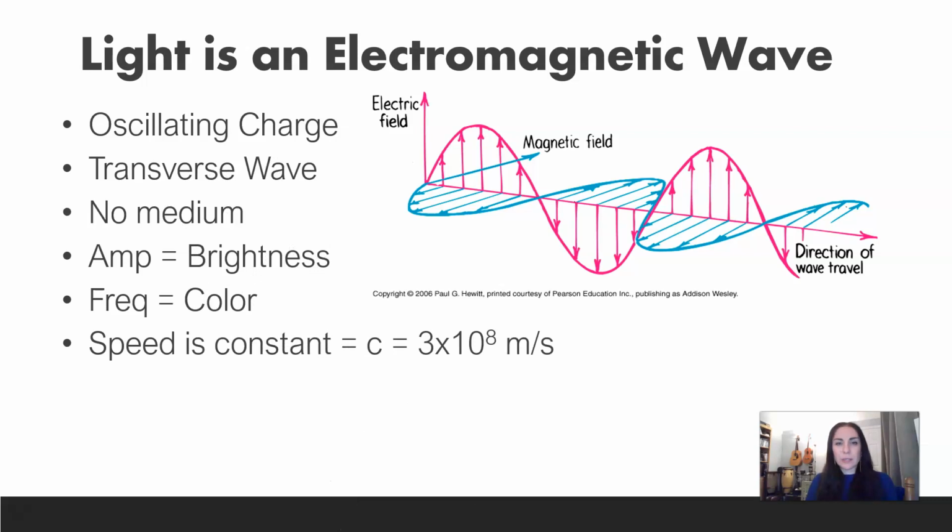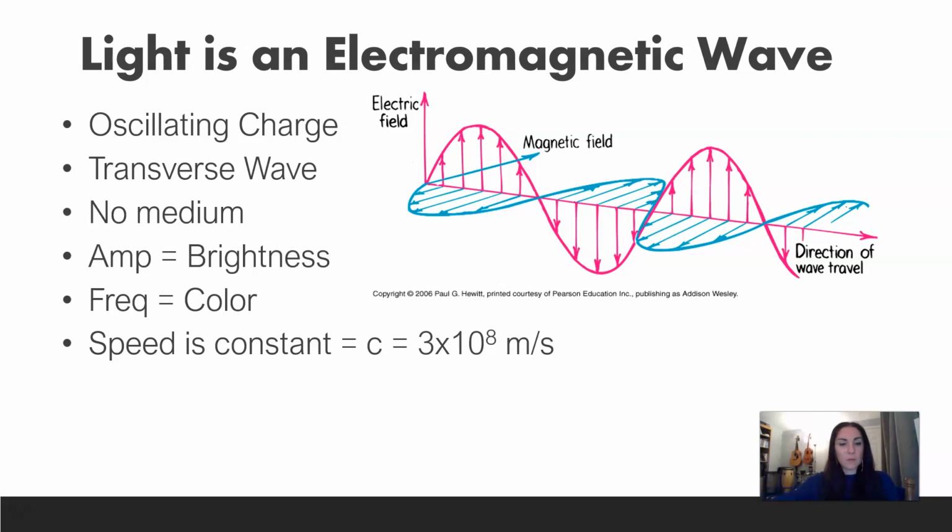Light is ultimately an electromagnetic wave. So let me get a prop. Oh, we'll use my lipstick today. So all light is a charge. It's usually an electron, but doesn't have to be. It just has to be a charge. And the charge has to go up and down like this.